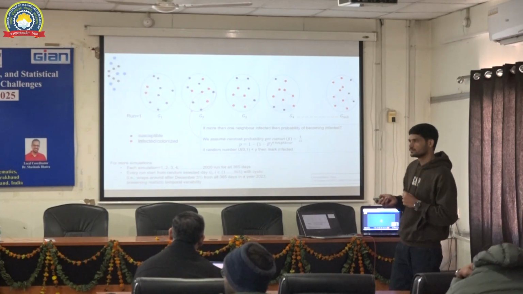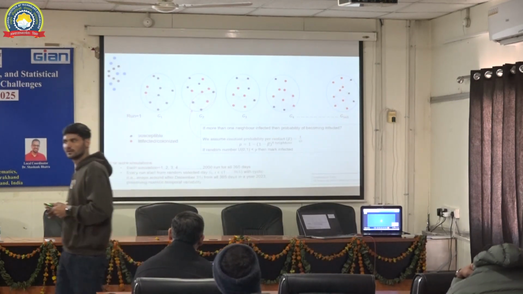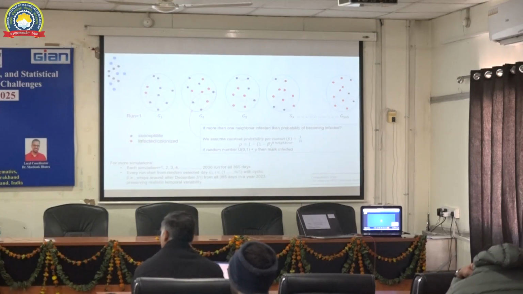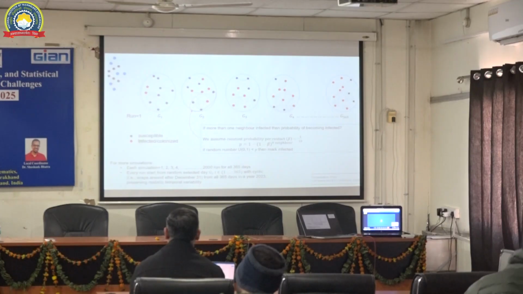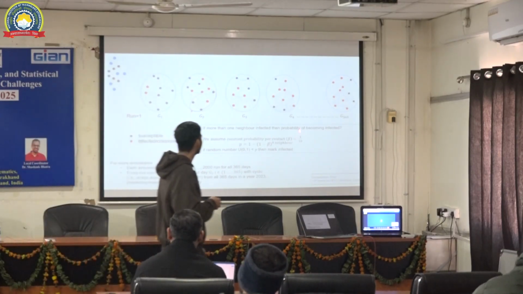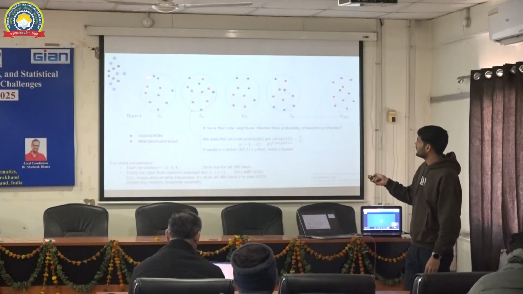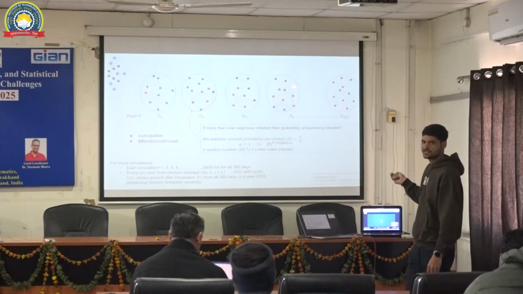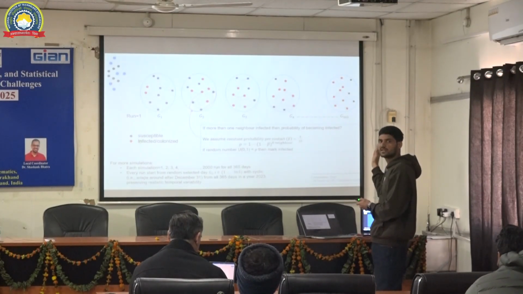If there is an edge between two nodes, then we will consider it in the network. If there is no edge, then no. So this is the basic probability of getting infection. Now I do the same for all the other days, like day 3, day 4, and all 365 days.